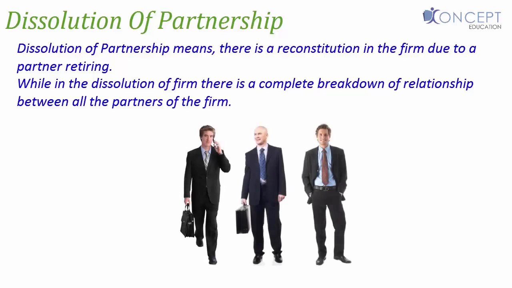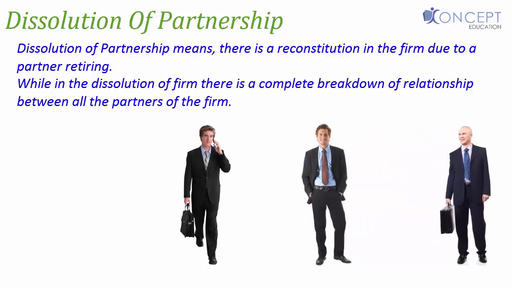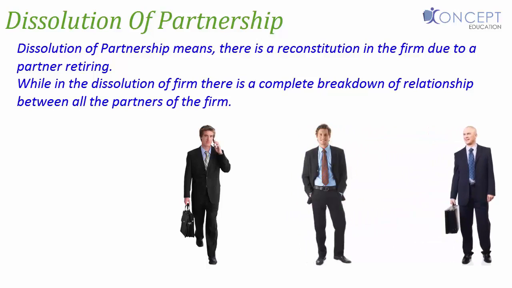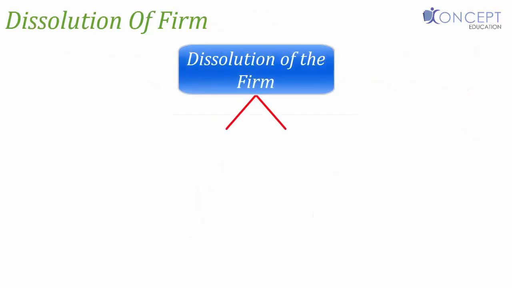So if A, B, and C were partners and B retires, now only B has retired, not the whole firm has been dissolved. A and C will still continue to run the partnership. This is an example of dissolution of partnership, not the dissolution of the firm. Because for the dissolution of the firm, we need a complete breakdown of any kind of relationship between all the partners of the firm.